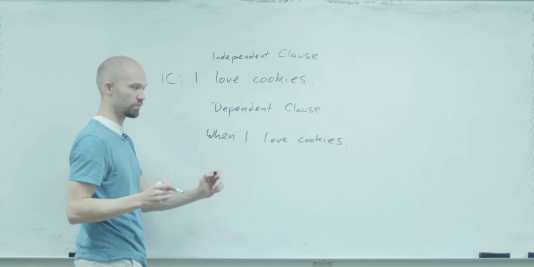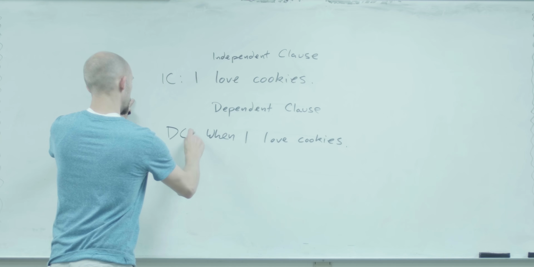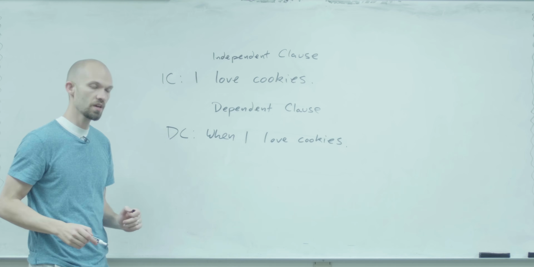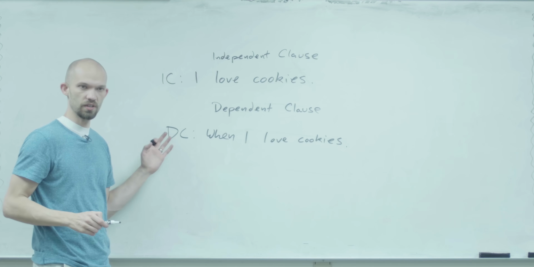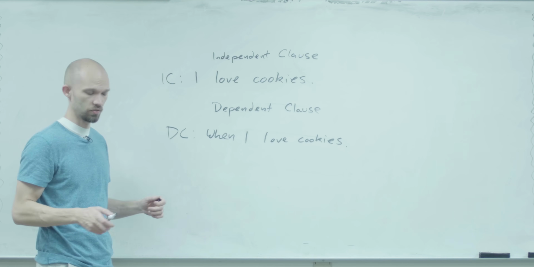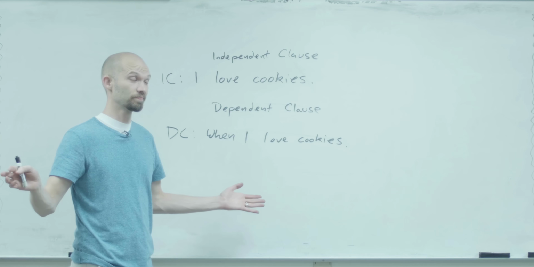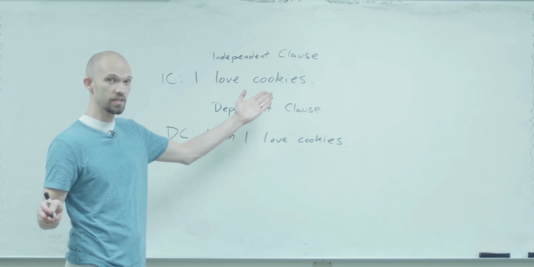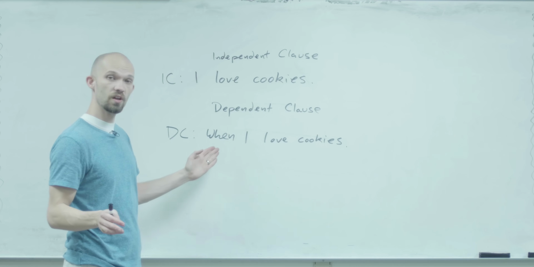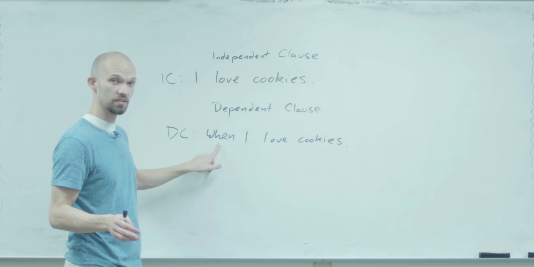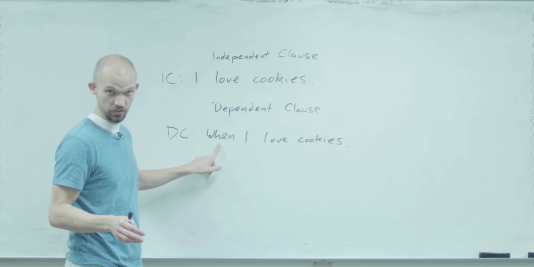When I love cookies, we're going to call that one a DC. If I love cookies, when I love cookies, while I love cookies, whenever I love cookies. That's it. Independent clause is a complete sentence. Dependent clause is a complete sentence plus one of the subordinating conjunctions, wu bista.